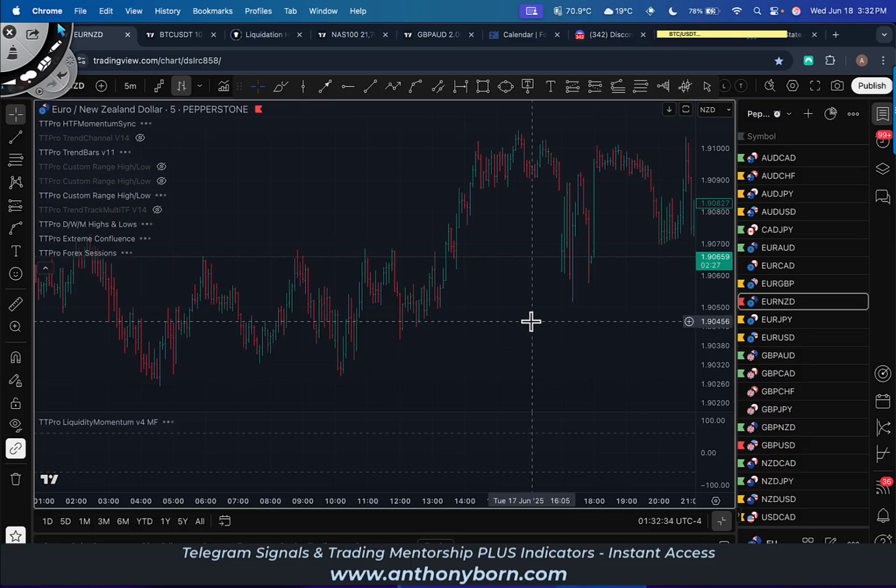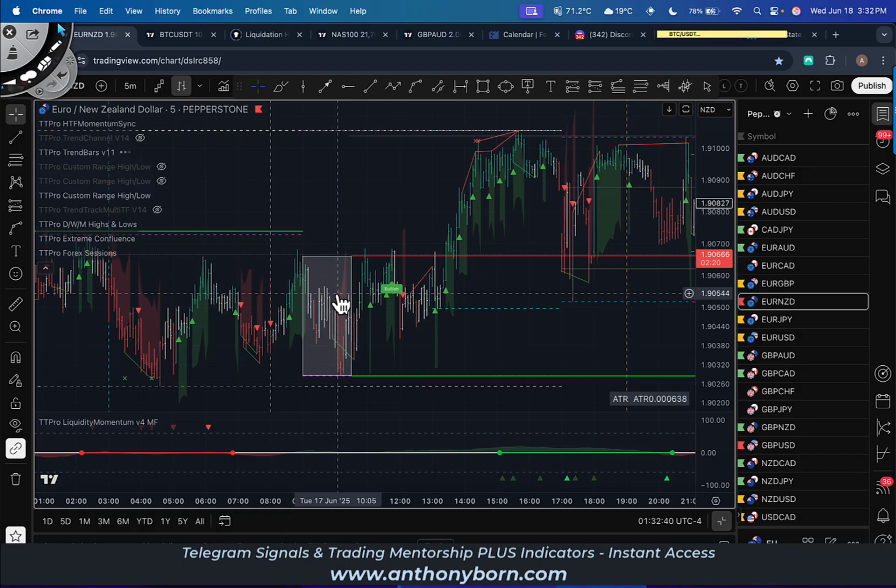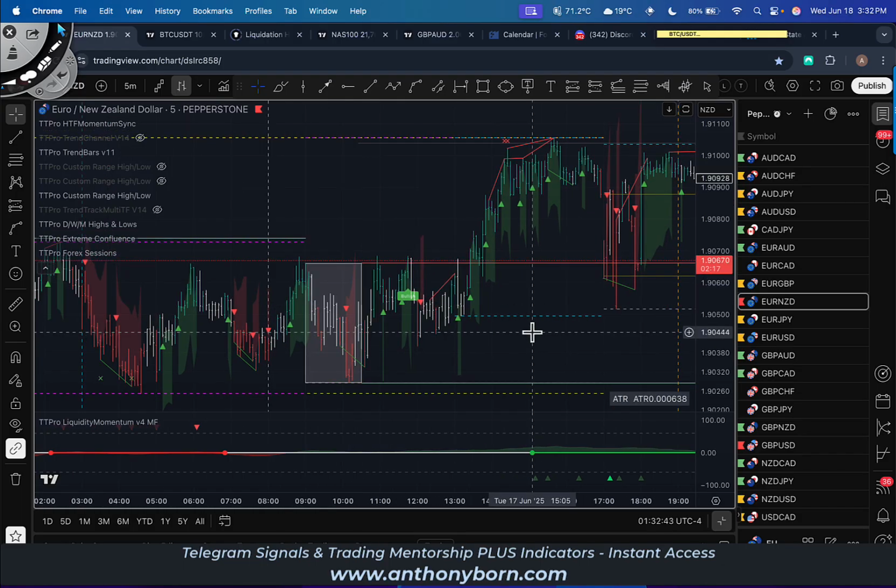This is the New York session. This is the white dotted line here. Okay, there's your range. The Euro Kiwi is not one that I like to trade, but if we follow the strategy to the T, well, you could have got involved there.